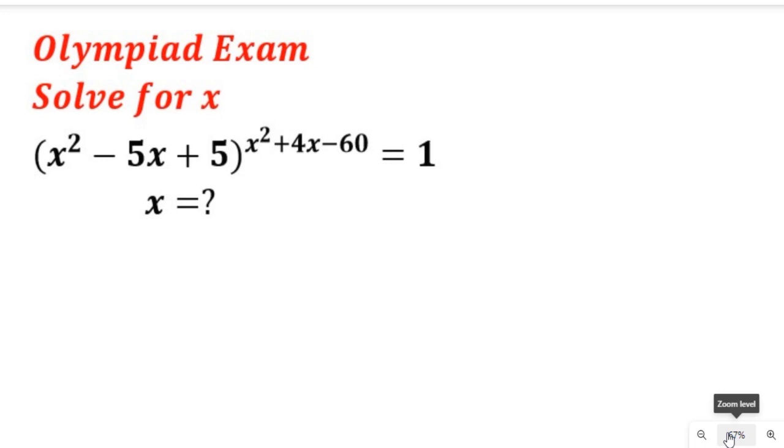In today's tutorial, we are going to solve this quadratic exponential equation. We are asked to find the real values of x which will satisfy this quadratic exponential equation. That is, which will make the left-hand side of this equation equal to 1. We're going to find the values of x that will make the left-hand side equal to 1, as I have said.